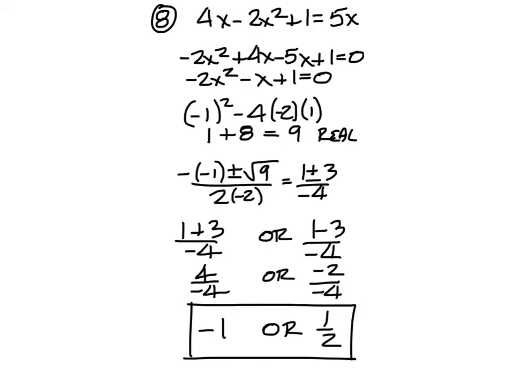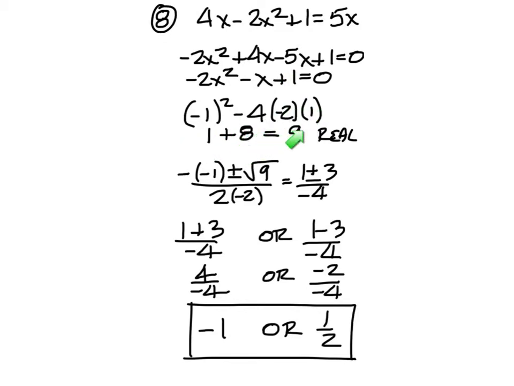8 is negative 1 or a half. On problem 8, it's not in the right form, so we're going to move this minus 2x squared to the left, but it's not going across the equal sign. Neither is the 4x. But the 5x must, so it's minus 5x, and then you have a plus 1 that stays there on the left. Simplify 4x minus 5x to get negative x. The discriminant is negative 1 squared minus 4 times negative 2 from the A times 1 from the C. That's 1 plus 8, which is 9.